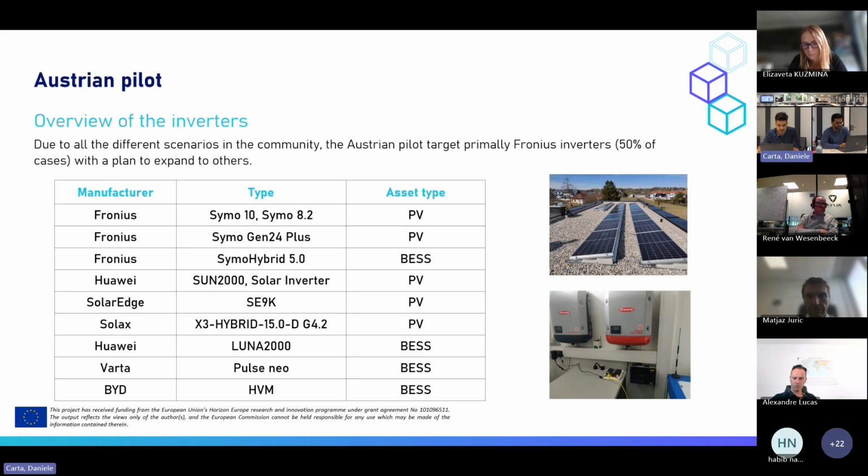So here, as I mentioned, since again we are in the context of a local energy community, there are inverters from various manufacturers for both the battery energy systems and the PVs. Here you can see an example of the manufacturers and the models that were integrated in the context of the pilot. Just a small comment, the majority of the inverters were from Fronius, which according to the partner were also the most reliable and stable when it came to the communication and the integration in the CyberNOC platform.